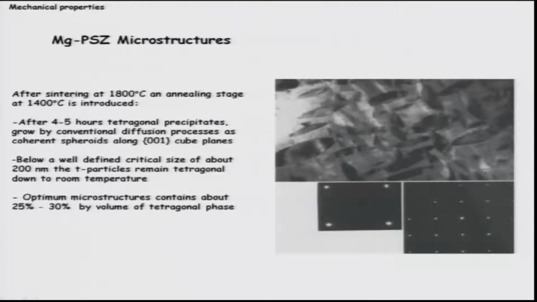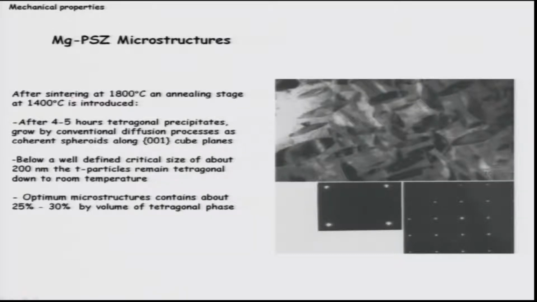After 4 to 5 hours, tetragonal precipitates grow by a conventional diffusion process as coherent spheroids along 001 of the cubic phase. Crystallographically, they will be growing along 001 planes of the cubic zirconium oxide phase. Now, below a well defined critical size of about 200 nanometers, the tetragonal particles will remain tetragonal even down to room temperature. So, that is not helpful. That is why we have to increase the size of these, because there is a size effect. If you make the size smaller, the transformation may not happen if you cool it down to room temperature.